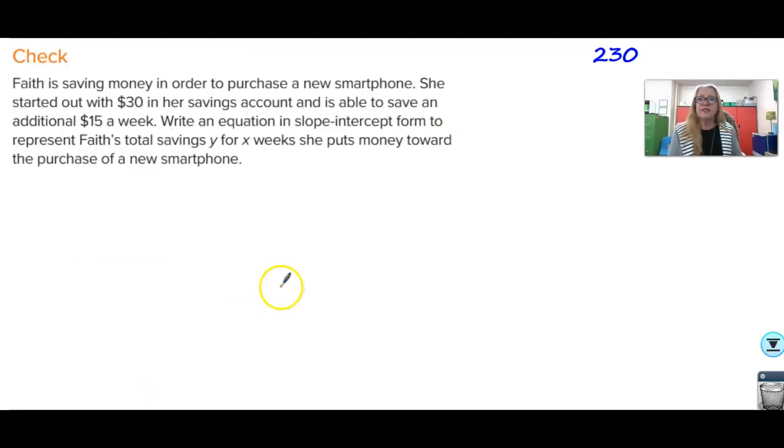Okay, so we have Faith is saving money in order to purchase a new smartphone. She started out with $30 in her savings account. They're even giving you a hint. Started out with. Doesn't that sound like an initial value? That's your y-intercept, also known as your initial value.